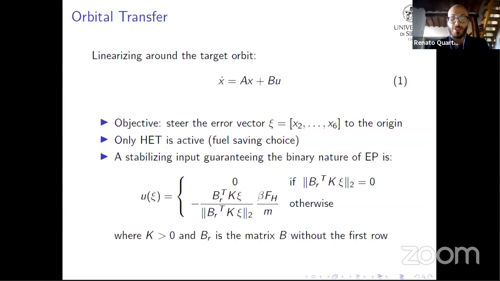Being this stage the longest one of the mission, we want to use only the HET in order to save the fuel. So for orbit transfer, the control law shown in the slide guarantees the practical stability of the error system, also guaranteeing the binary nature of the electric propulsion, thanks to the normalization term that you can see in the equation. As you can see, this law is simply a discontinuous version of the classical damping control law.